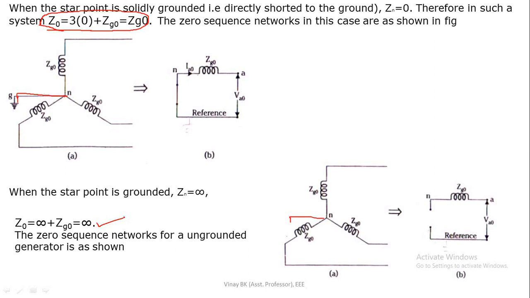Okay. So the zero sequence network for an ungrounded generator is as shown here. This is for ungrounded and this is for grounded.